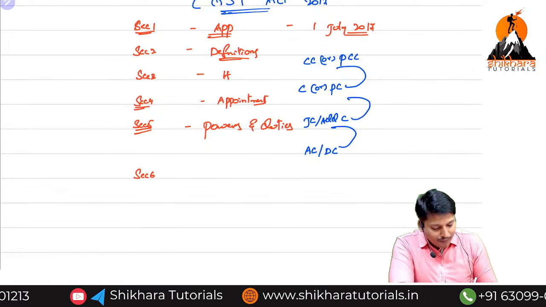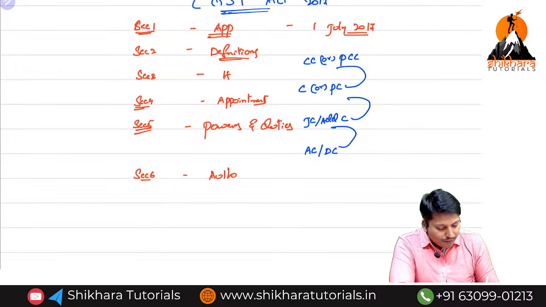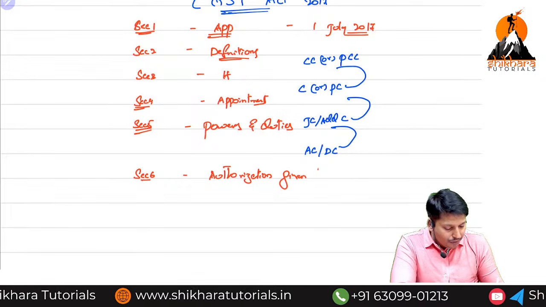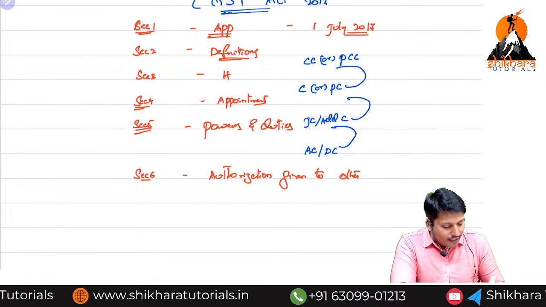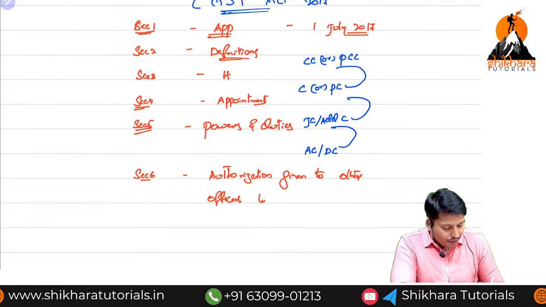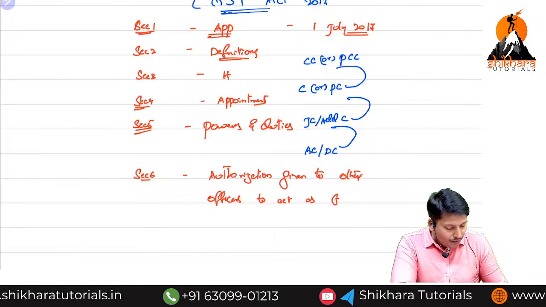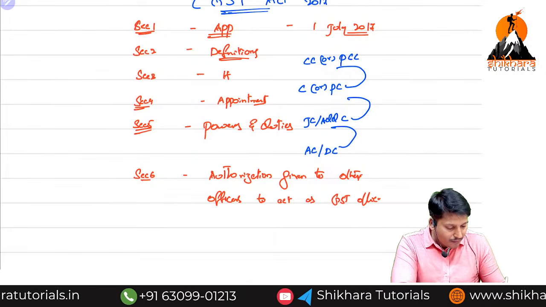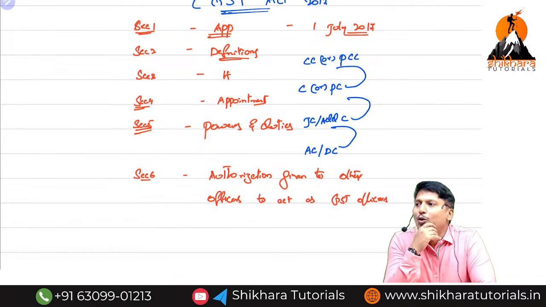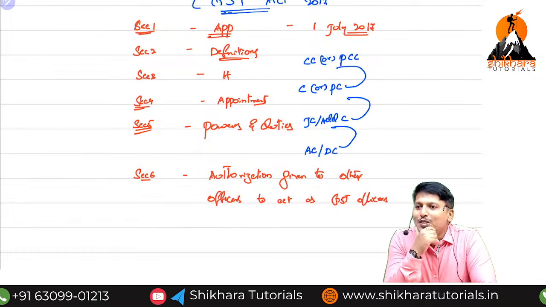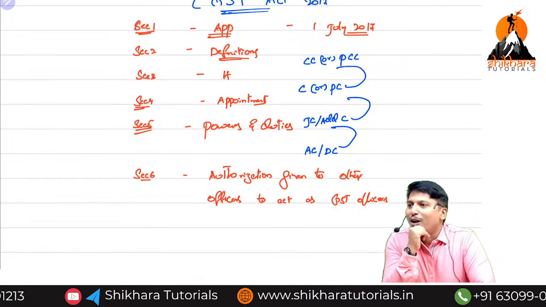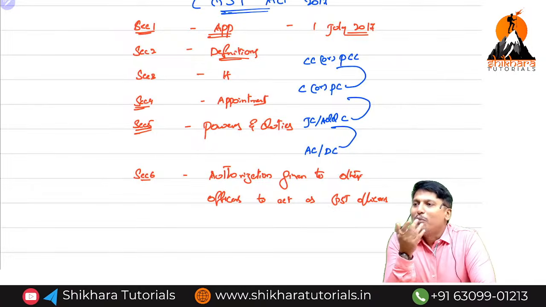Section 6, authorization given to other officers to act as GST officers. Nana, in villages, especially in remote rural areas, is there any GST department? But the revenue department is there, railways is there, police is there.